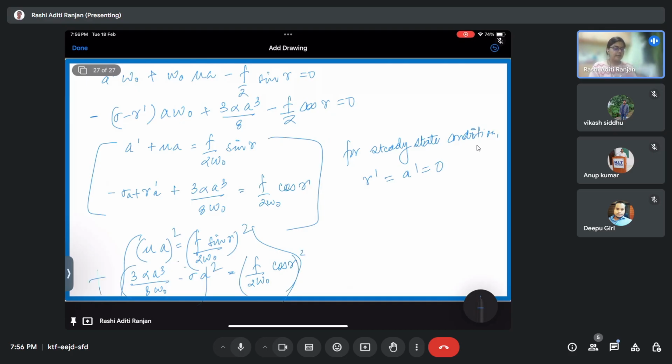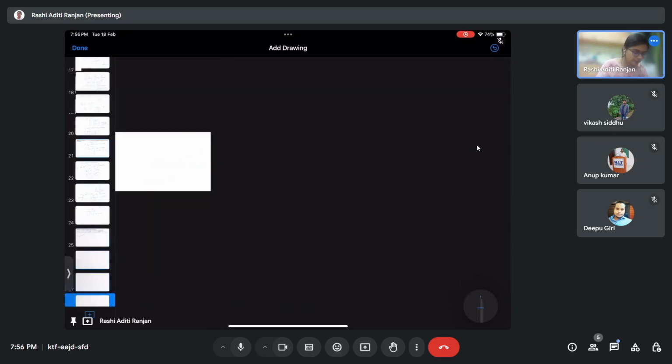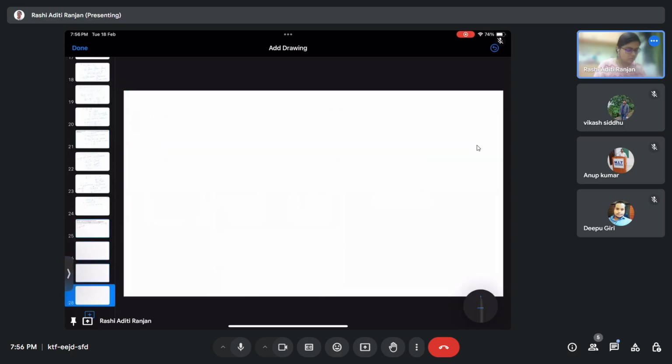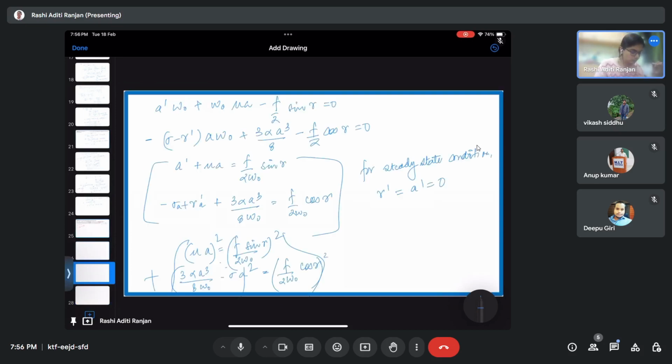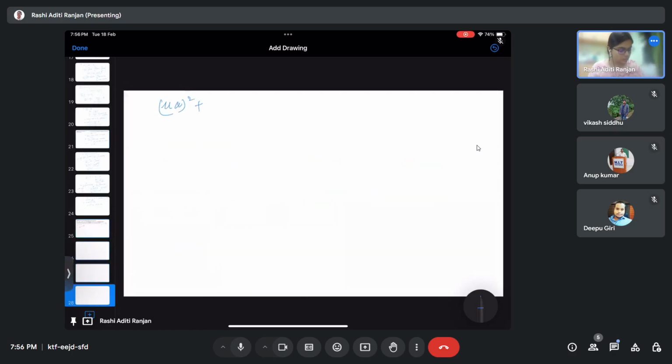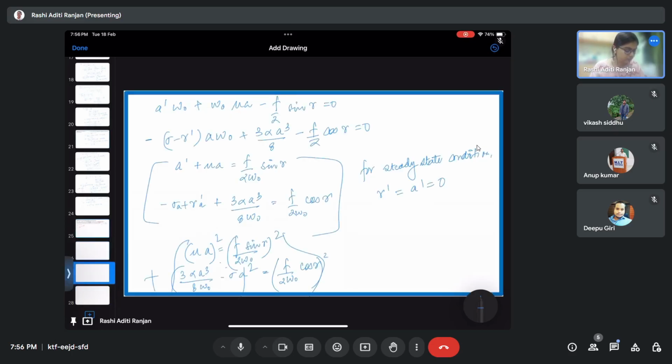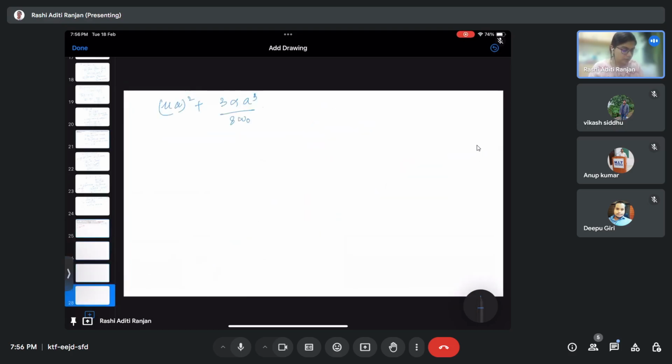Square on both sides and add, which is going to give me mu a square plus 3 alpha a cube by 8 omega naught minus sigma a square is equals to f square by twice omega naught square into sine square gamma plus cos square gamma.